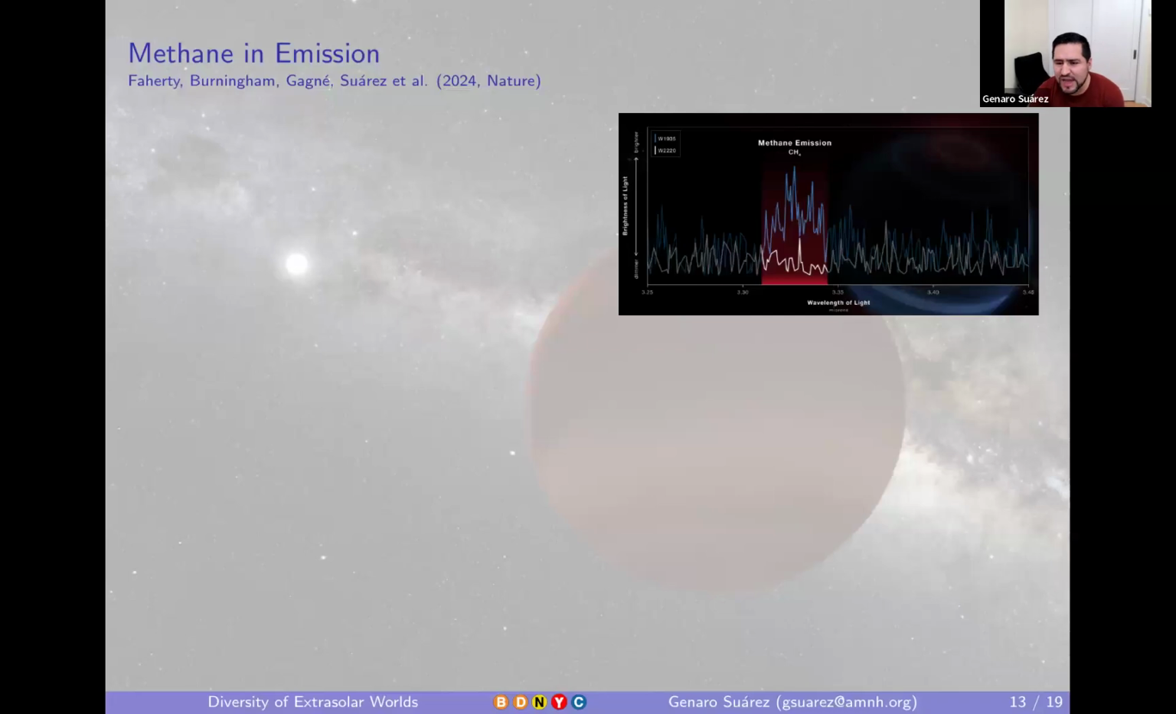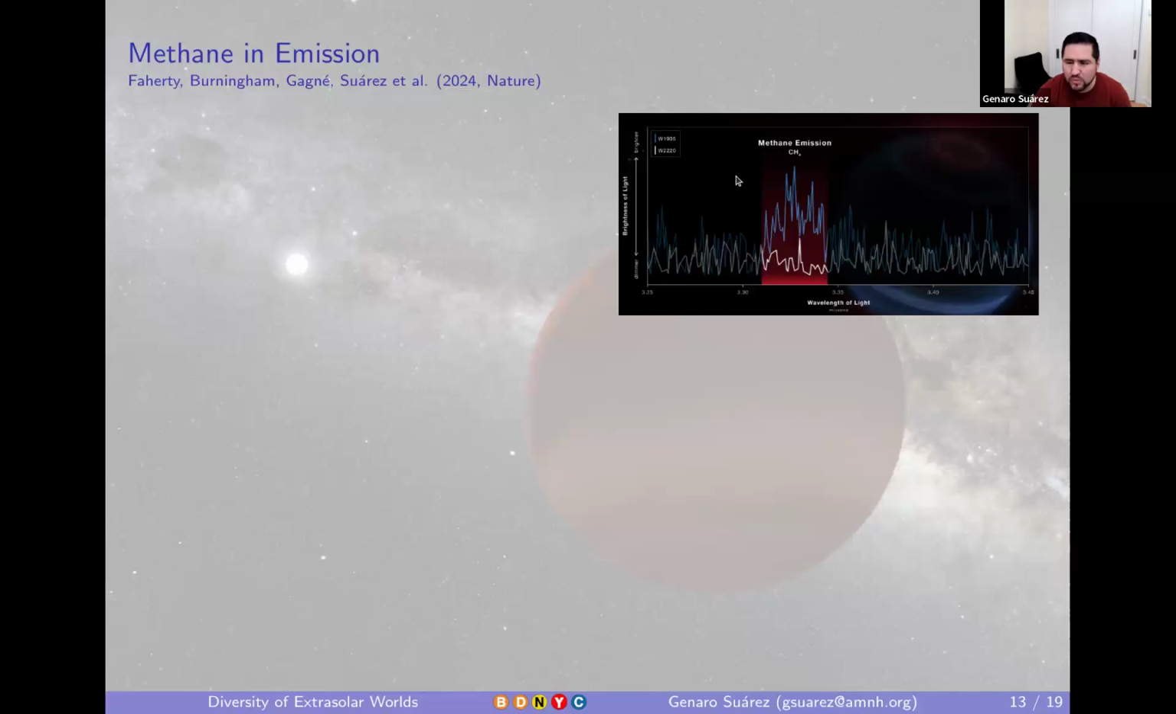No worries. Okay, so now back to the bump at 3.3 microns that I mentioned. So this is a zoom in that region, and we have here in blue the spectrum for the object with the bump, and in white the spectrum for a reference object that has a similar temperature but without the bump. So this feature actually corresponds to methane in emission.